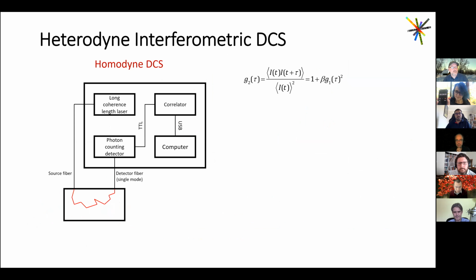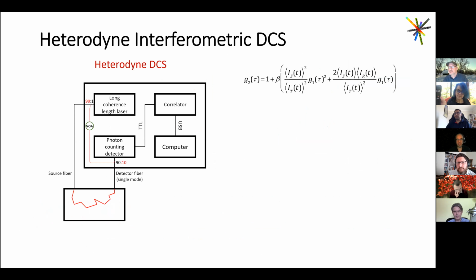Most of the work in the field has been done with what would be called homodyne DCS, where you're just looking at the fluctuations of the light due to interference in the sample. But a very simple modification is to add a reference arm, where some light is split off the source and recombined with the light coming back from the sample, to turn it into a heterodyne measurement. I just showed how the actual measurement changes, and the stronger the reference arm, the closer you come to the electric field autocorrelation, which decays slower, so it gives better SNR.